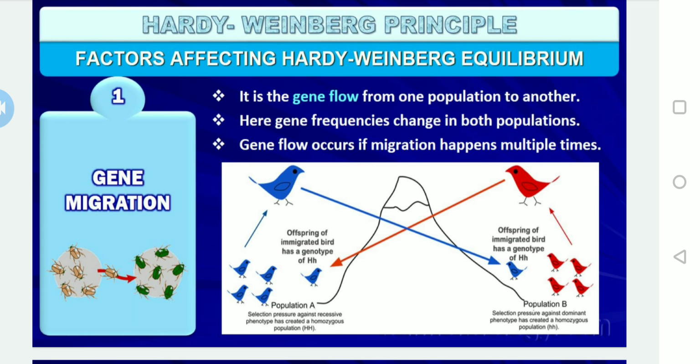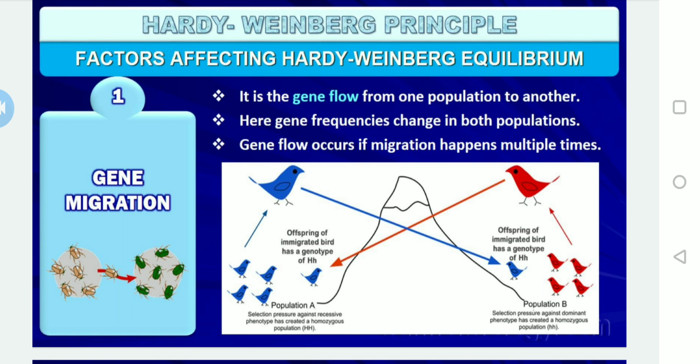The sum total of genes occurring in a sexually reproducing population in a geographical area at a given time is called the gene pool. Now the question arises, what is gene frequency? Note down: the frequency of any given gene in a population relative to all its alleles at the same locus is called gene frequency.